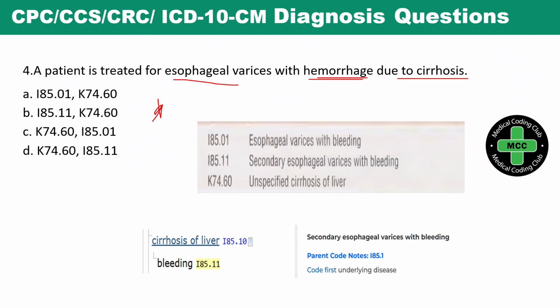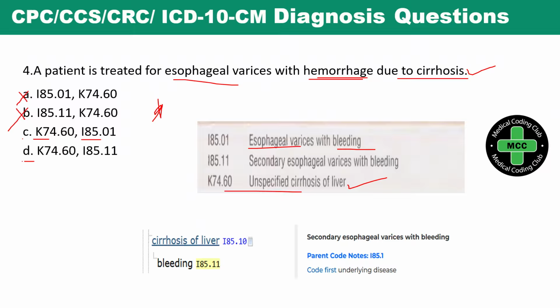Okay, so here cirrhosis is the etiology and we need to code this cirrhosis first. So you can eliminate option A and option B because they have not sequenced cirrhosis first, they have coded the manifestation in the primary place. So these two options are incorrect. Now check option C and option D. Option C has K74.60, which specifies unspecified cirrhosis of liver, and I85.01, esophageal varices with bleeding.